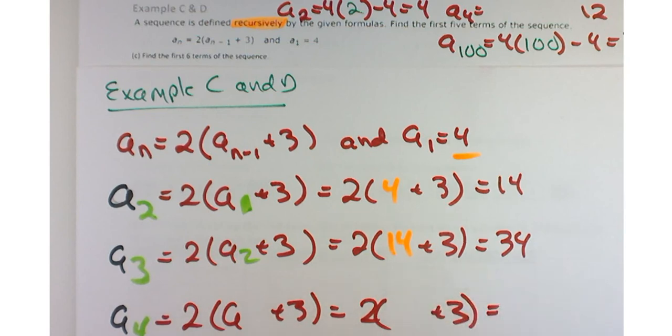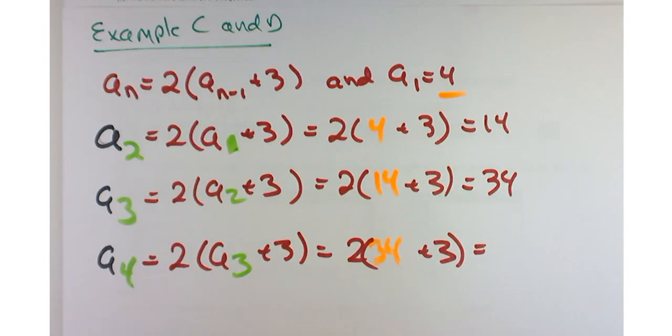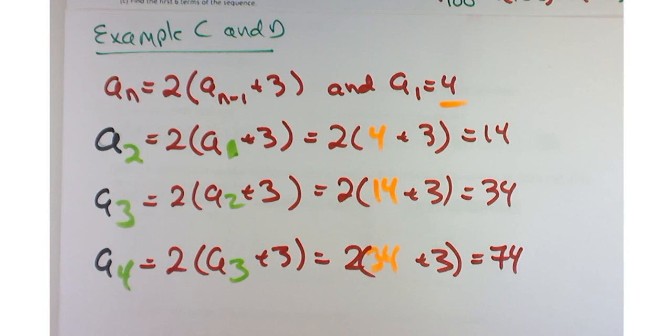All right, so that's going to rely on a sub 3. A sub 3 is 34. Let's put that in. 37 times 2, 74. Nice. So 74.